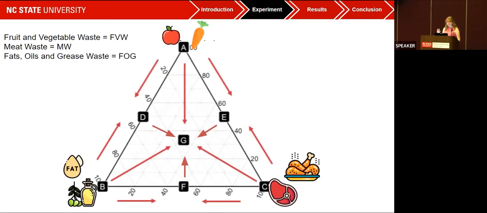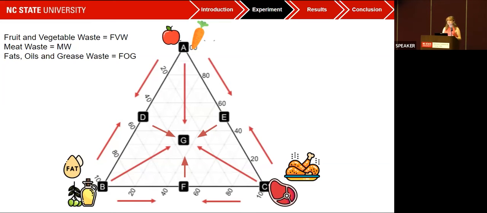So my experiment followed a unique simplex centroid model design to look at the different mixtures of food waste types that we've been talking about. I started with 18 reactors that were all loaded with synthetic municipal solid waste as the inoculum, and 6 starting at each vertex A, B, and C. For example, the 6 reactors that started at A were only fed fruit and vegetable waste at the beginning, at stage 1. At B, they were only fed fat, oil, and grease waste. And at C, they were only fed meat waste.